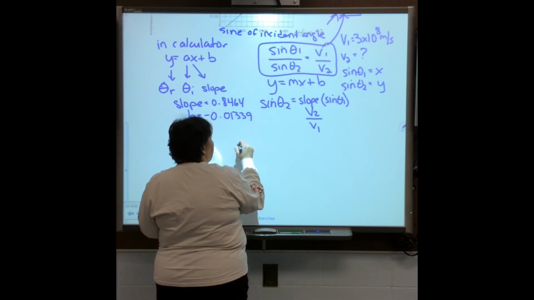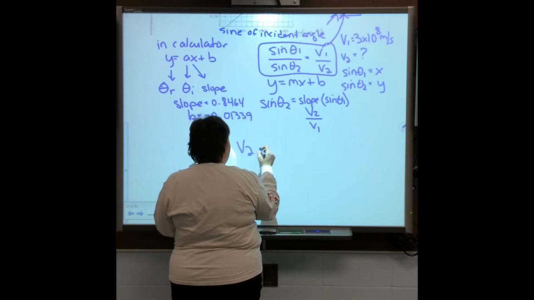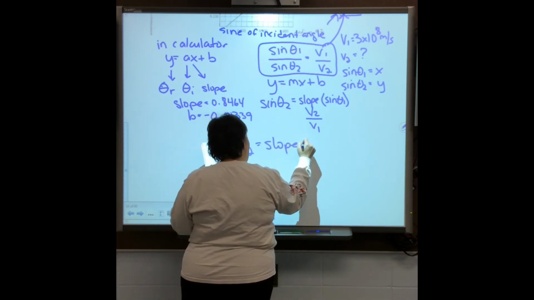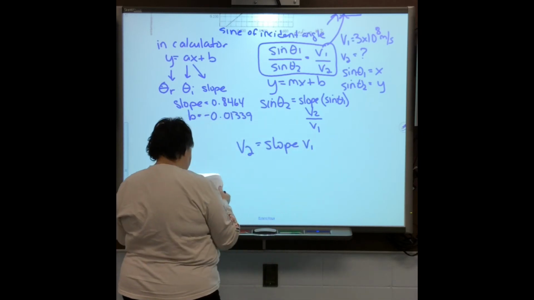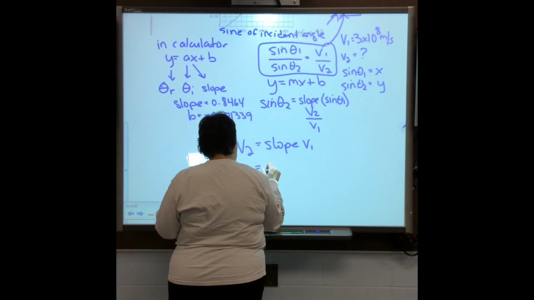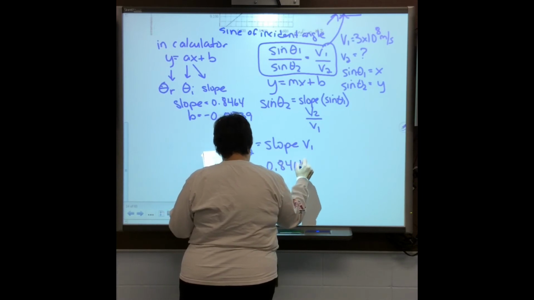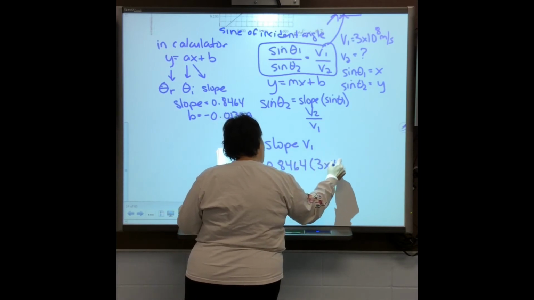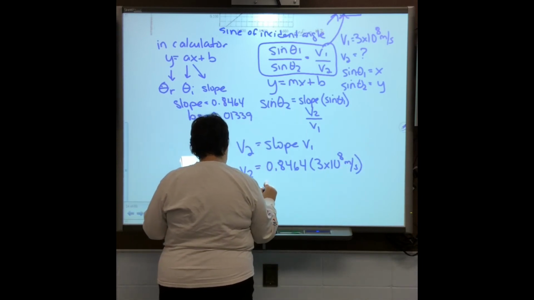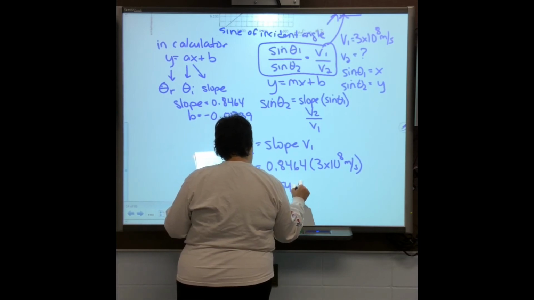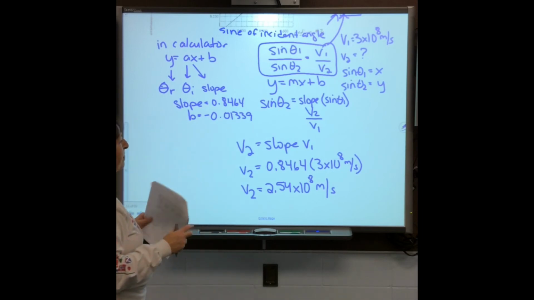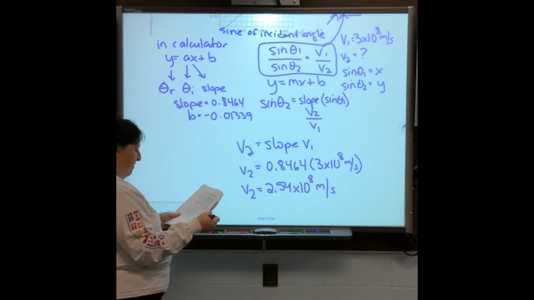So then v2, because we need to find it, is going to be slope times velocity 1, going to be equal to 0.8464 times 3 times 10 to the 8 meters per second. Velocity 2 is going to be 2.54 times 10 to the 8 meters per second. Okay? That's how we would solve through this one.